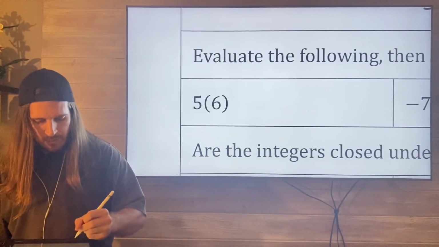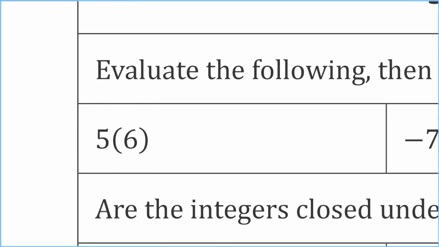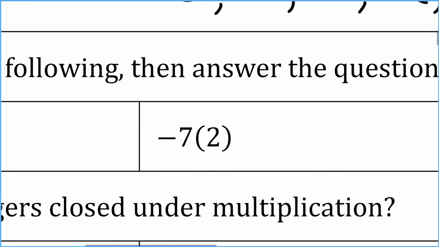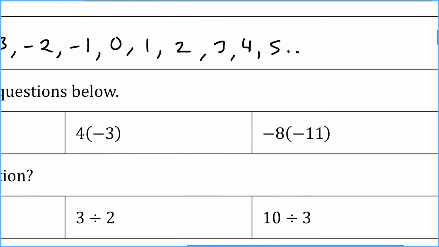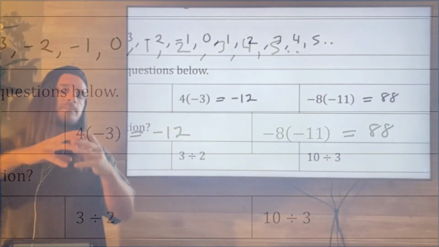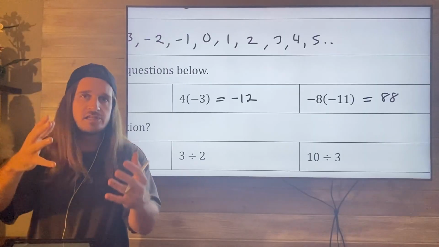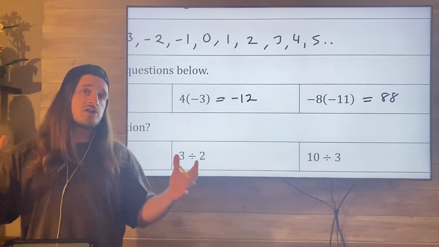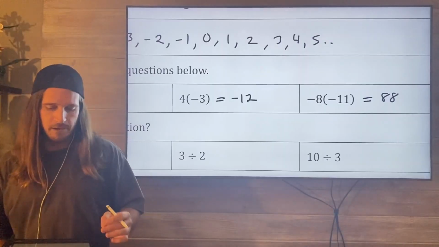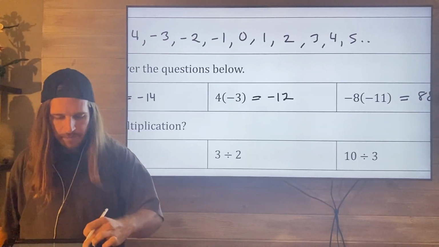So if I multiply 5 and 6, which are both integers, I get 30, which is another integer. So far we haven't discovered anything new yet. Let's go negative 7 times 2. Both of those are integers. If I multiply that, I get negative 14. Negative 14 is also an integer, so nothing going on here. And then if I multiply 4 and negative 3, I get negative 12. Negative 8 times negative 11 is positive 88. But we haven't escaped from the integers. If we multiply two integers, any mixture of positive and negative, we're going to get another integer. Okay, well, what comes after multiplication?